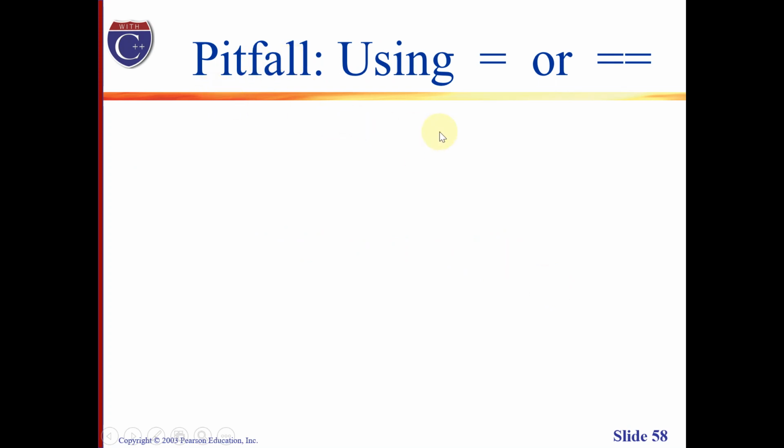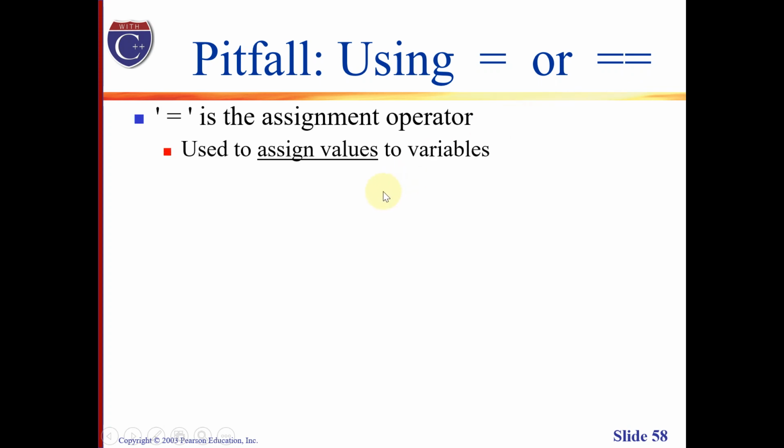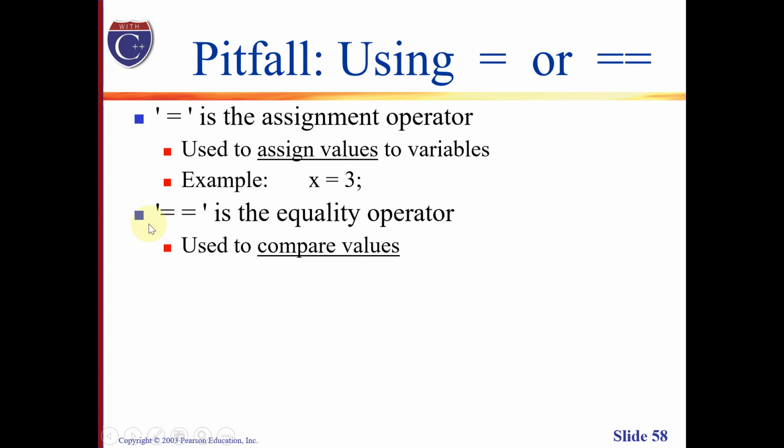How about this one? Actually, I've already mentioned this a while ago, the difference between this and this. This one is your assignment operator, while this one is your equality operator. The first one is used to assign values, such as this one, like this expression. On the other hand, the equality operator is used to compare values, just like what we've seen in our Boolean expressions, such as this one. We would like to see if x, or the value of x, is equal to 3, which would give us either a true or false value.